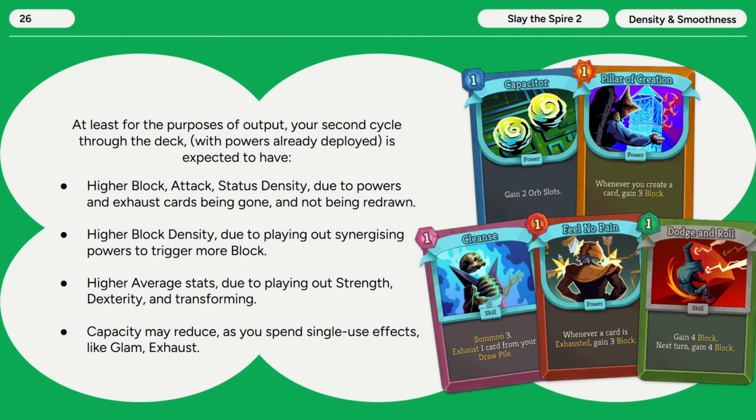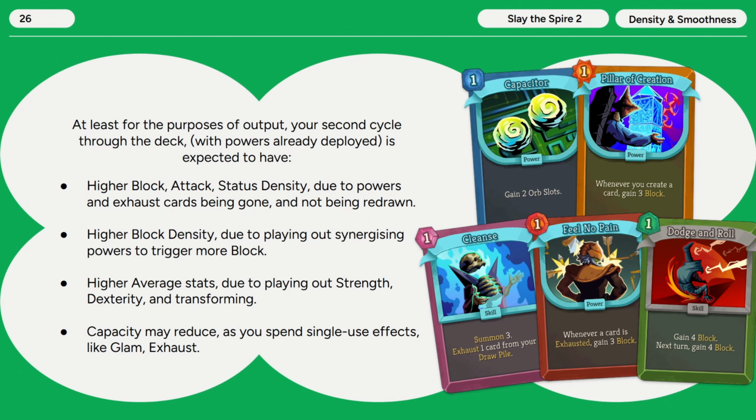It's not very granular, and it definitely takes a big sweeping hit at the whole thing, but it's an estimate. For the purposes of output, your second cycle through your deck, when your powers are already deployed, you want it to have higher block, attack, and status density because those powers and your exhaust cards are gone. They're no longer being redrawn. You want to have higher block density due to playing out synergizing powers to trigger more block. You want to have higher average stats due to playing out your strength and dexterity and transforming cards.